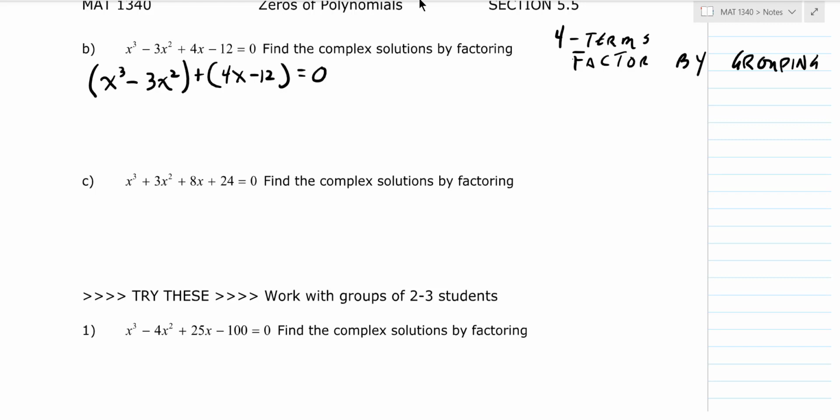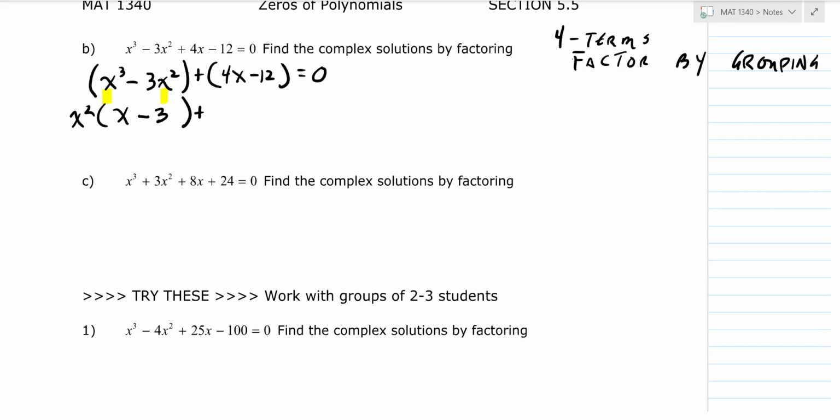Now what you do is you take out common factors. If you look at this, you have an x squared and an x to the third. Don't look at the 4x minus 12. We can take x squared out of this. Then you can do this in your head. x squared has to be multiplied by x in order to get x to the third, and x squared has to be multiplied by 3 in order to get 3x squared.